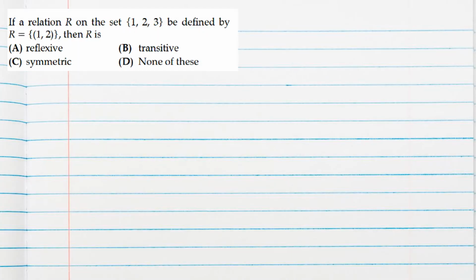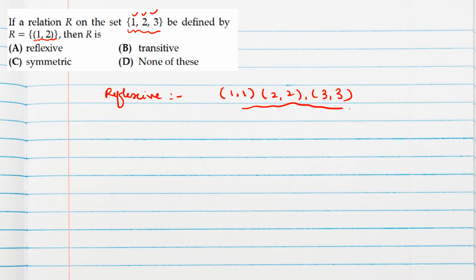Next question we can see here: a relation R on the set {1, 2, 3} is defined by, R is defined by only a single element, then R is. Now see for reflexive, since it has three elements, to be a reflexive relation we should have (1, 1), (2, 2) and (3, 3) elements. This is a must condition. Okay, for every element in set A, (a, a) should belong to the relation to be reflexive. But any of these elements are not there in our given relation, so it is not reflexive.